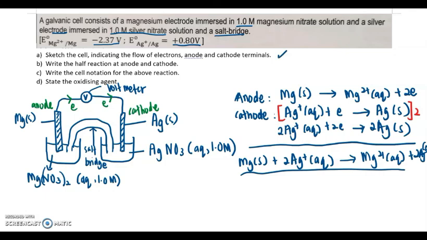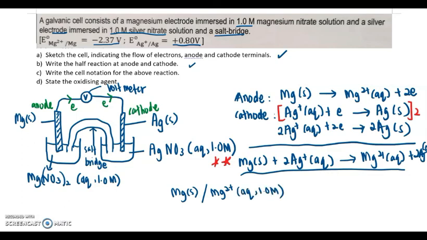Okay, so kita dah sketch. Kita dah write the half reaction at the anode and cathode. Yang saya star ni adalah sekiranya dia tanya kita write the overall equation, so kita boleh tulis overall equation. Okay, C, write the cell notation for the above reaction. Cell notation ni, dia sebenarnya menggambarkan galvanic cell ni, gambar rajah galvanic cell. Jadi kita akan mula dengan tulis anode dulu. So, magnesium solid slash magnesium 2 plus 1 molar.